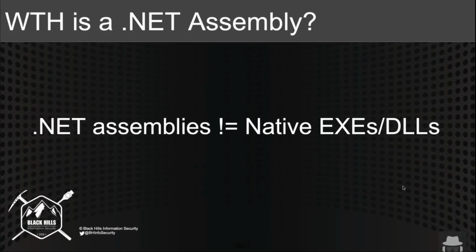A really important concept to understand is that .NET assemblies are not the same as native EXEs and DLLs. By native EXEs and DLLs, I mean executables and DLLs compiled using C or C++. Okay, the format is completely different. So just because they have the .exe extension, they're not the same thing. If you compile a .NET language into an assembly, that's going to be a completely different format from a native EXE and DLL.